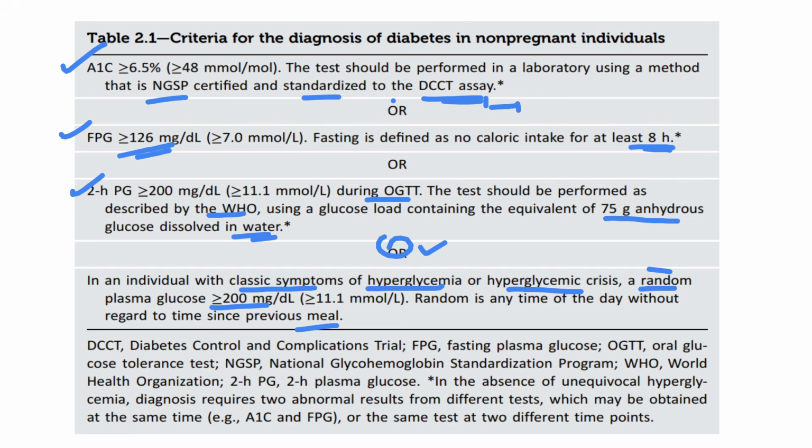Now for diagnosis, we require at least 2 abnormal results from different tests which may be obtained at the same time. For example, we can use HbA1c and fasting plasma glucose. If both of these are deranged at the same time, we can then diagnose diabetes mellitus, or we can use a single test which can be repeated at a different time.